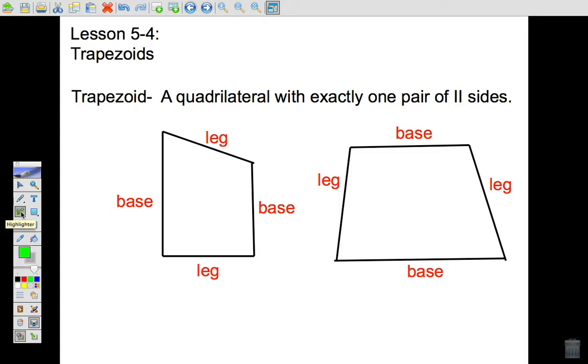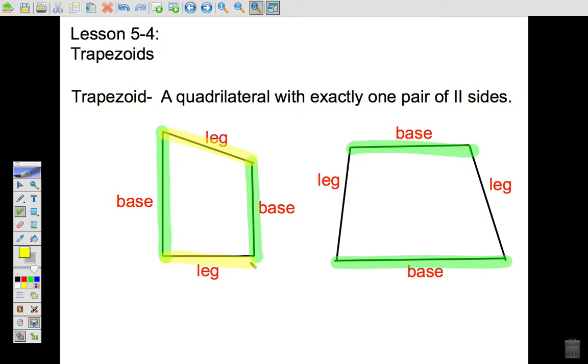So if you look at these two examples, the parallel sides are called the bases. So I have two trapezoids here. And notice in both these trapezoids I have one pair of parallel sides, and they are called the bases. Now the sides that are not parallel, okay, we call those the legs. So make these two diagrams, label them, and make sure you understand the difference between the bases, which are the parallel sides, and the legs, which are the non-parallel sides.